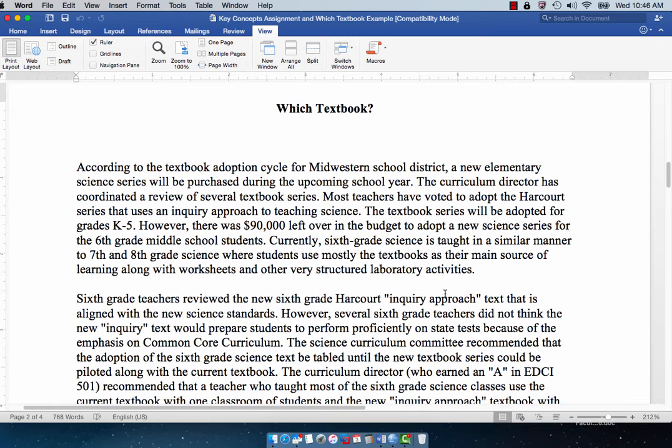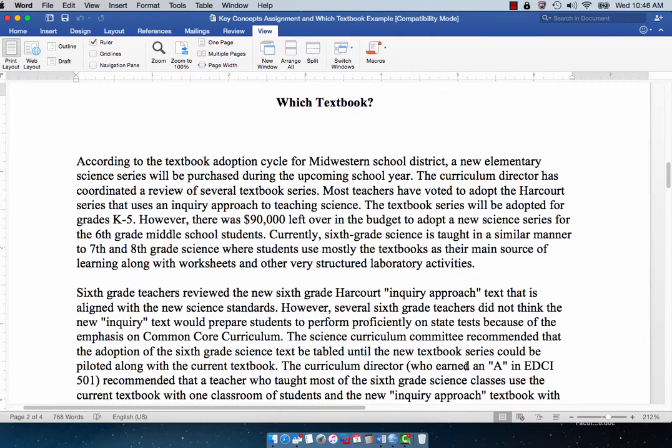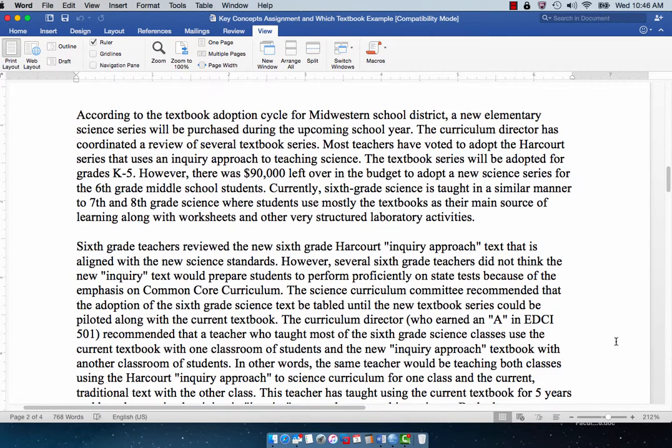So the idea behind this activity is that a school district is examining their textbooks and they want to investigate to determine if a sixth grade class taught with an inquiry-based science textbook would perform better than sixth grade students who use the traditional textbook.